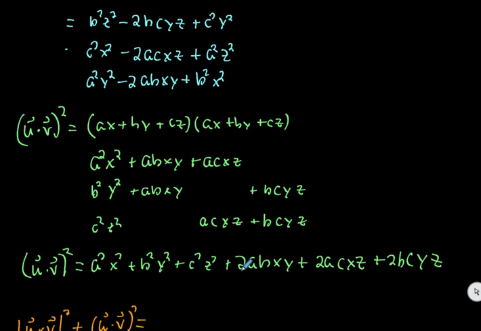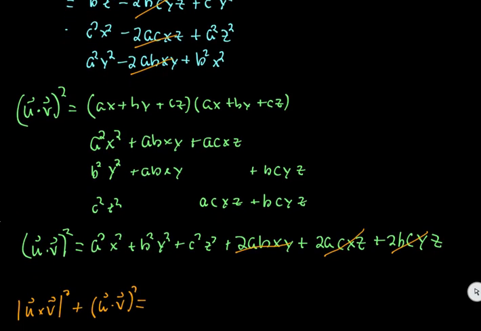Now if you notice what happens first, it's right here. Well, 2abxy, if you add them together, 2abxy cancels out with that one, 2acxz cancels out with that one, and 2bcyz cancels out with this one, right? Good. And what are we going to be left with?